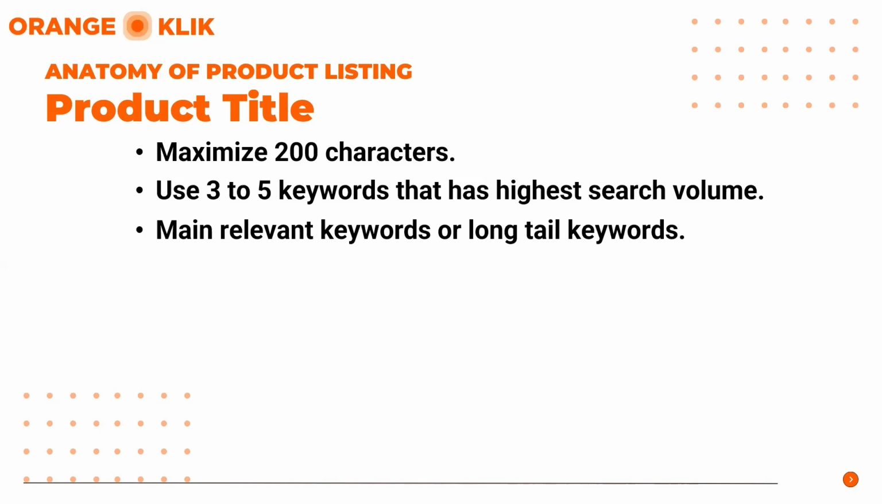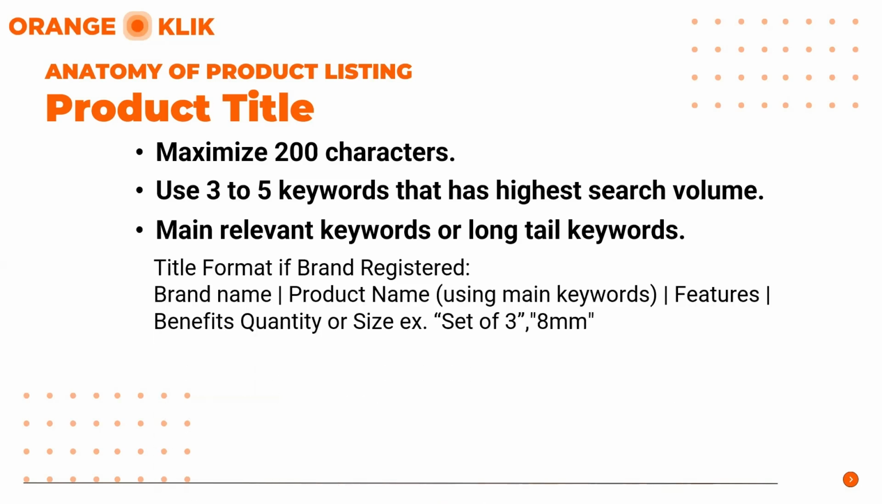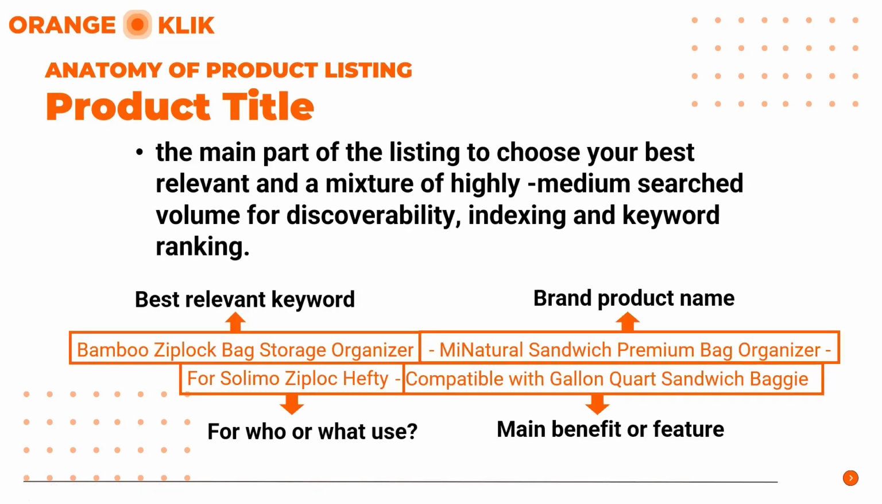If you are brand registered, we suggest that the title format would be brand name and then your product name, and using the main keywords that you have chosen, your product features, benefits, the quantity that you will be offering or size, and then you can use hyphen. For example, with this last one, you can use hyphen as a word separator. You cannot exceed 200 characters and that includes spaces.